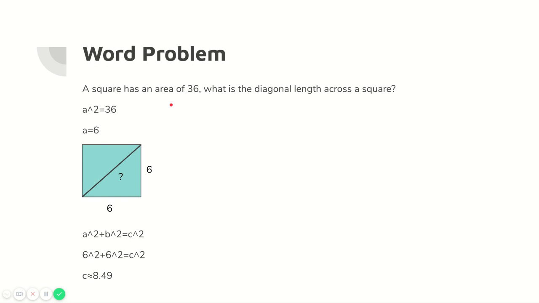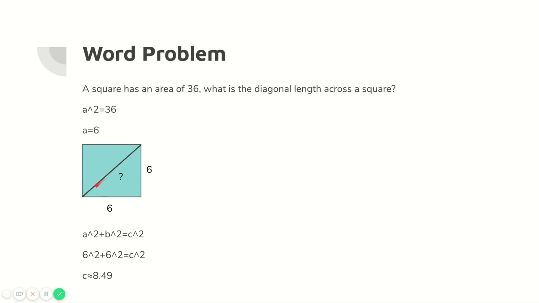Now a word problem. This is slightly different, however, it still uses the same components. Let's say a square has an area of 36. What is the diagonal length across the square, which is this bolded line here? You would know that since this is a square, all of its sides would be equal. To get the area of a square, you would use a squared. So you know that each side is 6 units.